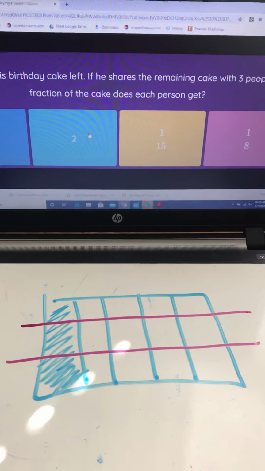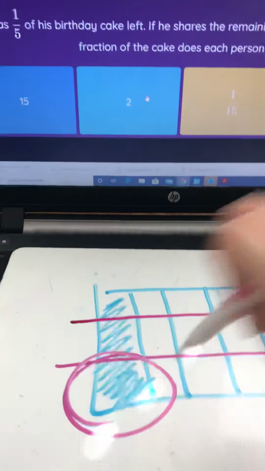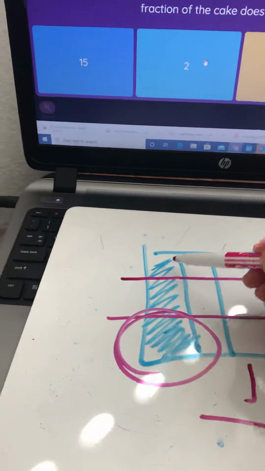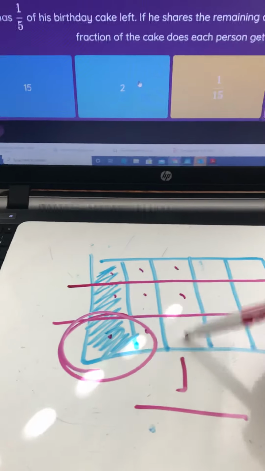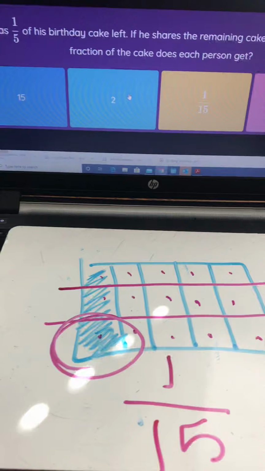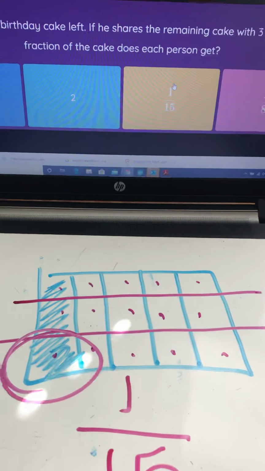What fraction of the cake would each person get? So here's one person's part of the cake. That'd be 1 slice out of 1, 2, 3, 4, 5, 6, 7, 8, 9, 10, 11, 12, 13, 14, 15 pieces. So each person would get 1/15 of the cake.